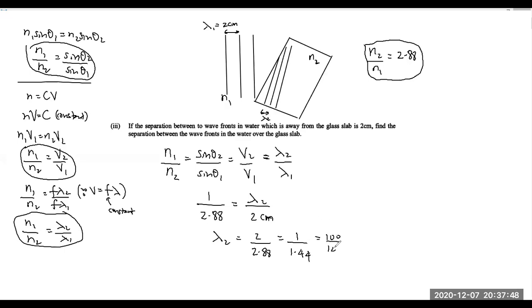So how do you do that? 100 over 144, that is 25 over 36. Almost 0.7. I'm getting almost 0.68 centimeter, something like that. Somewhere close to that. 0.7 would be the best answer. So 0.69 centimeters. Good. I think this question is a complete package except for one part: interference is missing here.